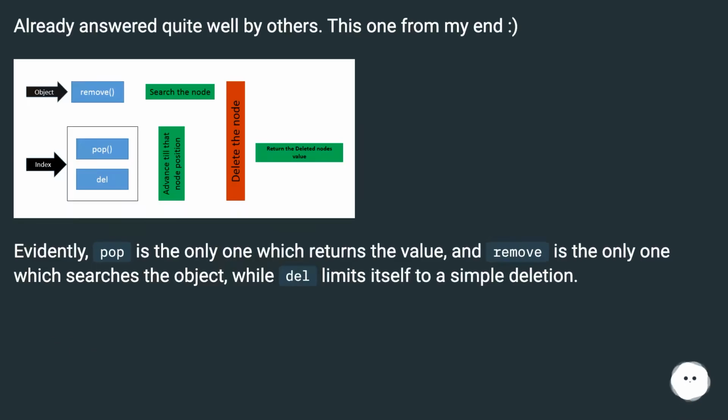Already answered quite well by others. This one from my end, smiley face. Evidently, pop is the only one which returns the value, and remove is the only one which searches the object, while del limits itself to a simple deletion.